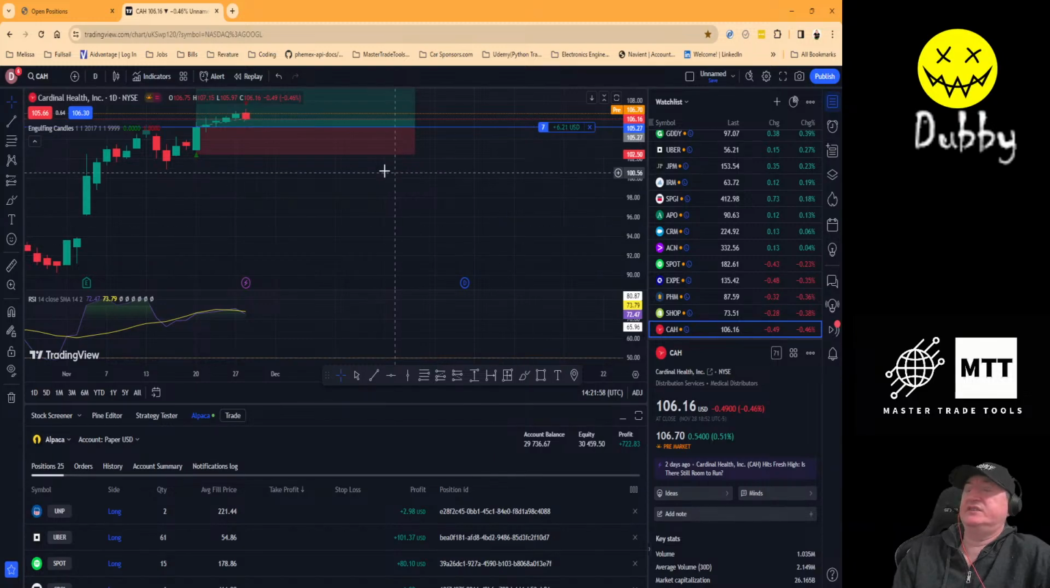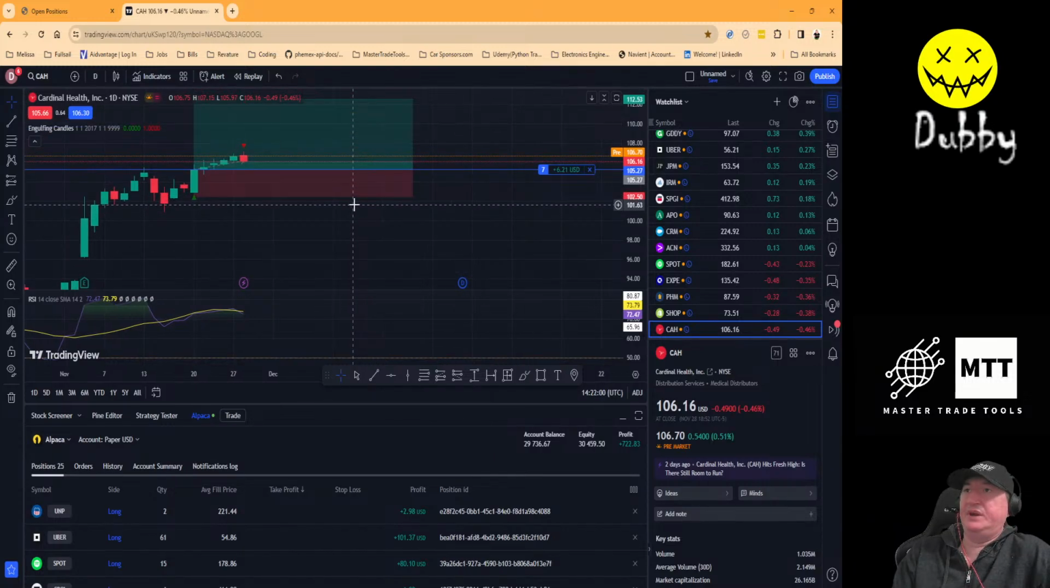CAH looks like it's got a bearish engulfing candle in our profit range. So we might see a little bit of pullback on that, but hopefully not enough to get us down to our stop out point.